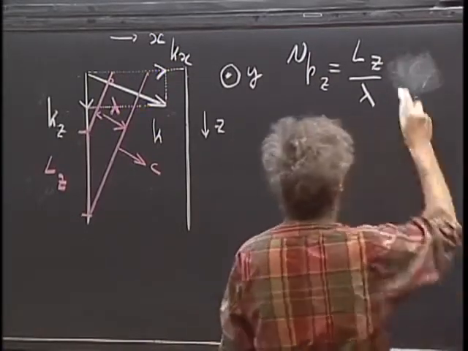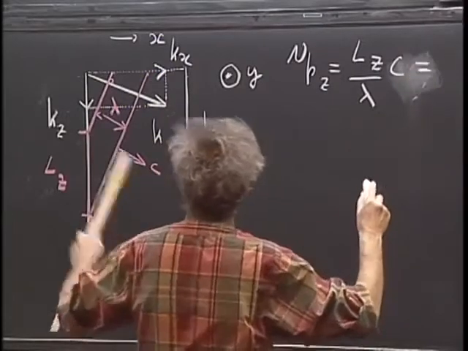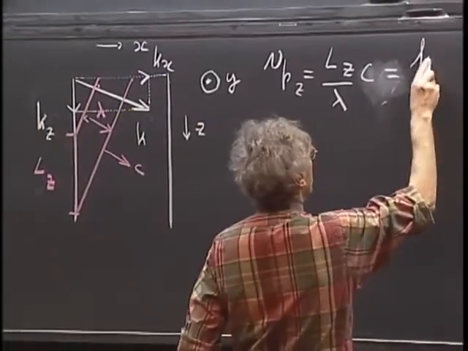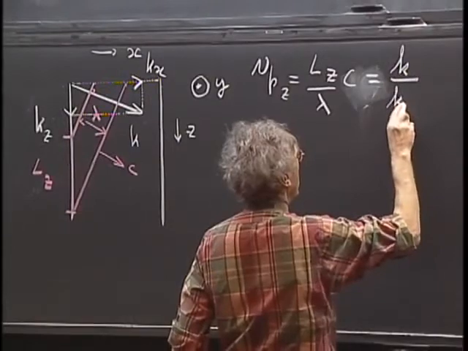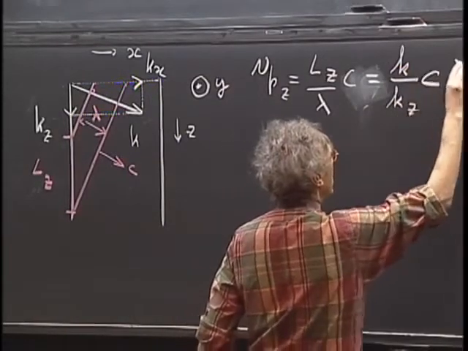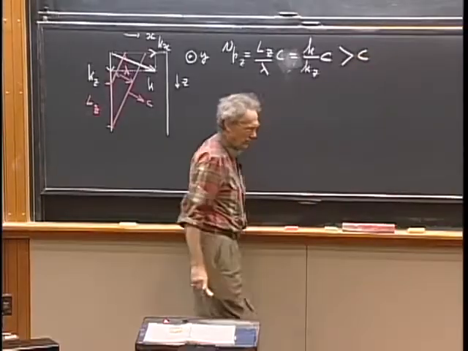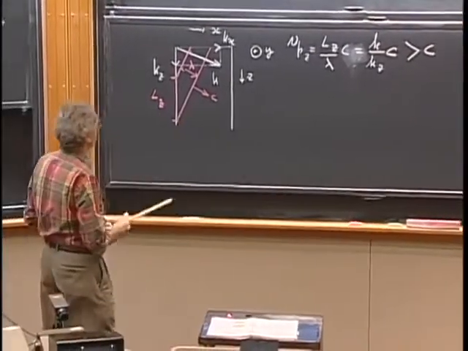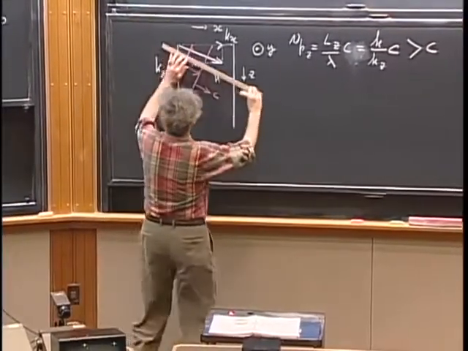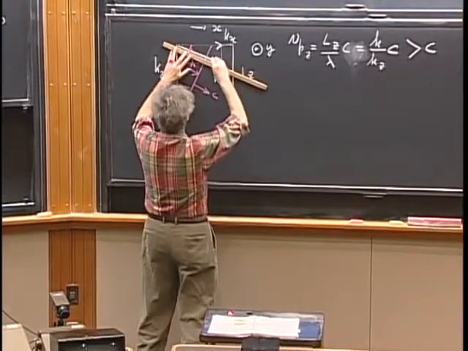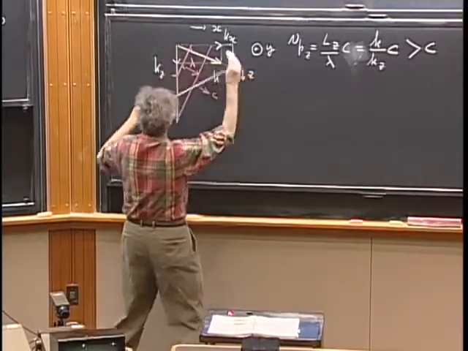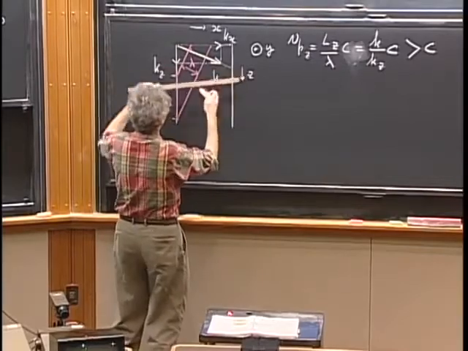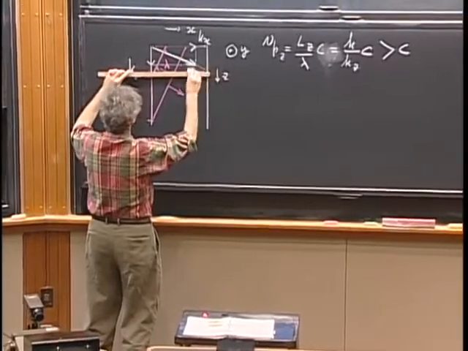So it's larger than c. And this, by the way, and that follows from the geometry, is also k divided by k of z times c, and that is larger than c. The phase velocity is larger than c, and I have discussed that with you at length before. Now look at what this wave is doing. The waves hit the wall, and they then reflect off the wall.